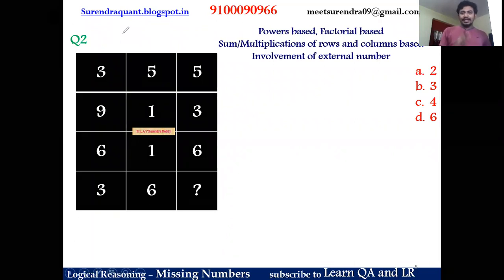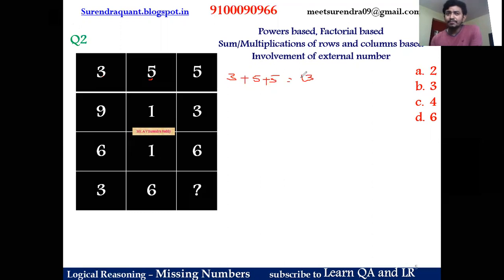3, 5, 5 in the first row, 9, 1, 3 in the second row, 6, 1, 6 in the third row, 3, 6 and a missing number in the fourth row. So guys, when you think about taking the sum, you may get some idea here. Why? Because having a good idea of basic arithmetic operations will always help you. So 3 plus 5 is 8, 8 plus 5 is 13. So when I take the sum of the numbers in the first row, you get the sum as 13, right? Let us observe the same thing for the second and third rows. So 9 plus 1 is 10, 10 plus 3 is 13. So here also the sum will give you 13.